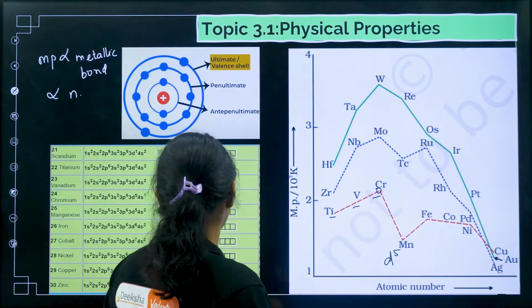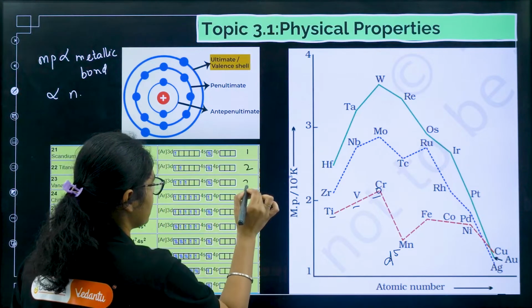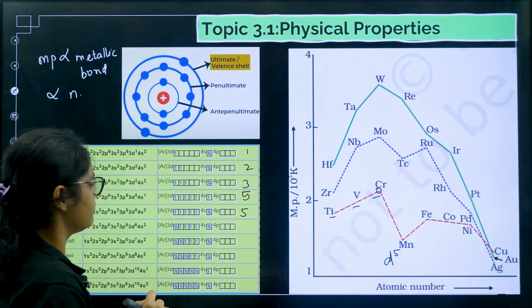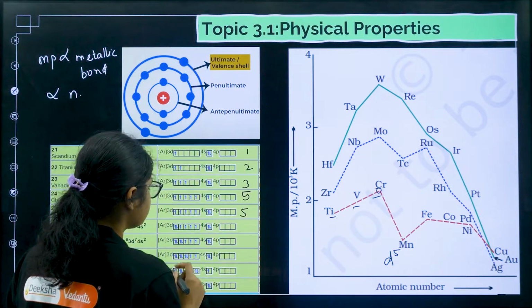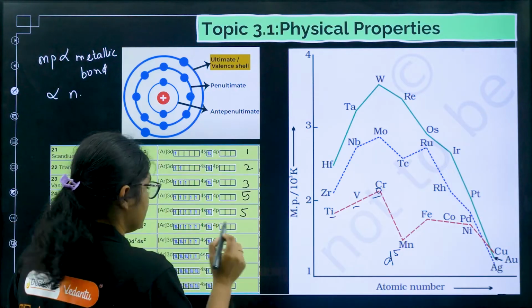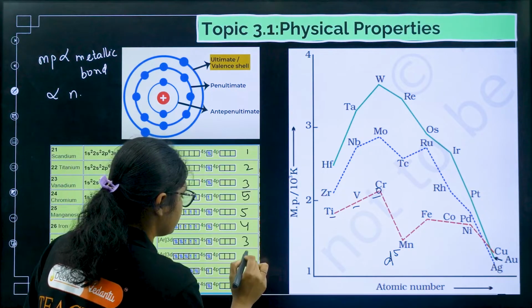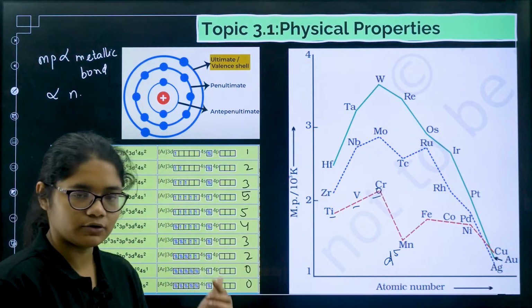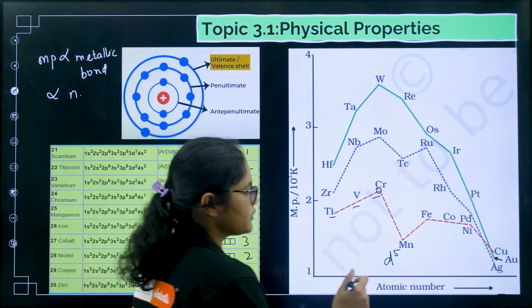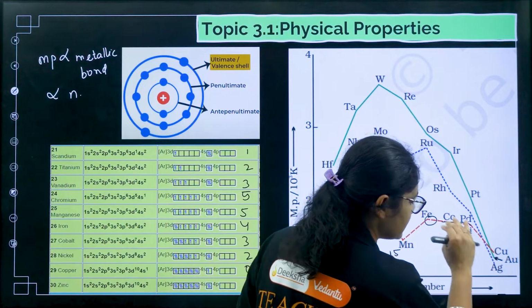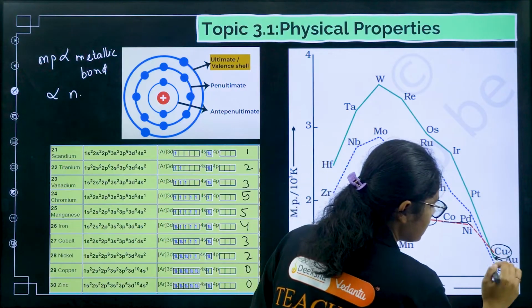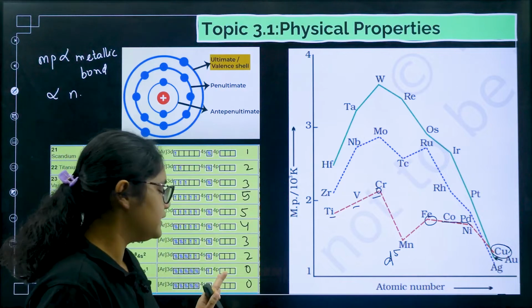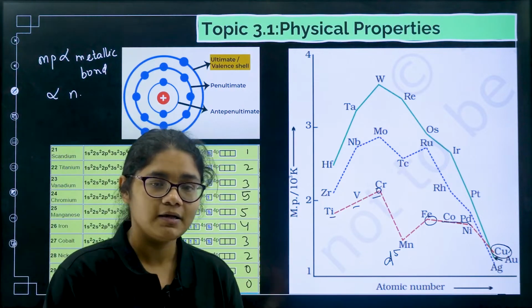Then again, I'll write here 1 unpaired electron, 2 unpaired electrons, 3, then we have 5, here 5, but it is a part of d5 configuration. Next, in iron there are 4 unpaired electrons, 3, 2, then 0 and then 0, right? So now what happens here, the number of unpaired electrons decreases, metallic bonding will decrease. So you can see iron, cobalt, nickel, there is a decrease in the melting point. Now copper has a much lower melting point, and zinc further lower, because of d10 configurations, they do not participate in metallic bonding.